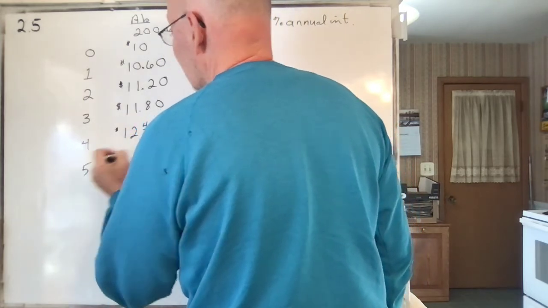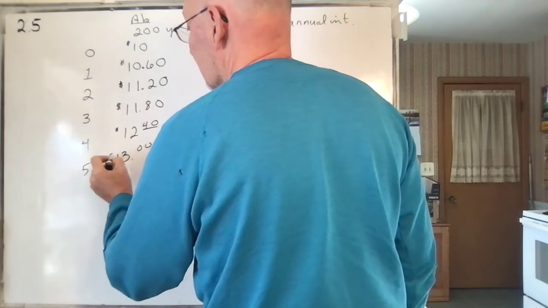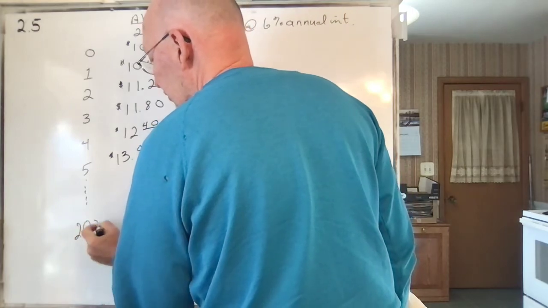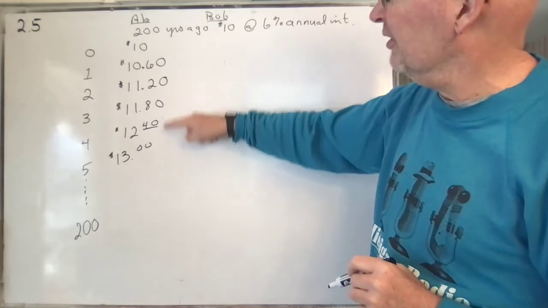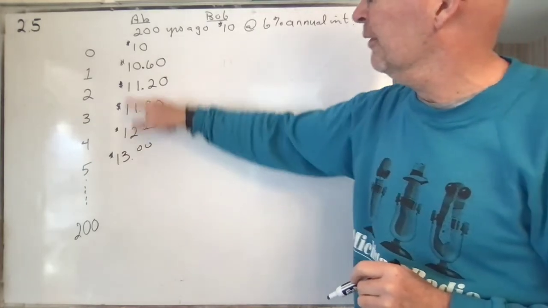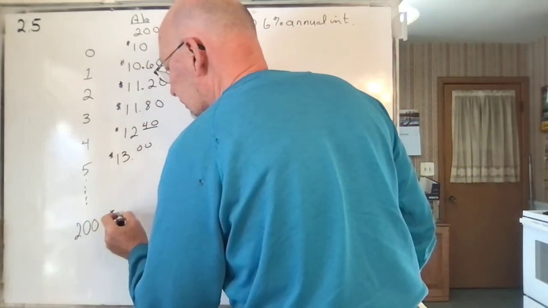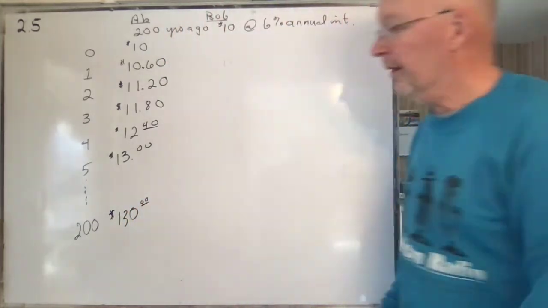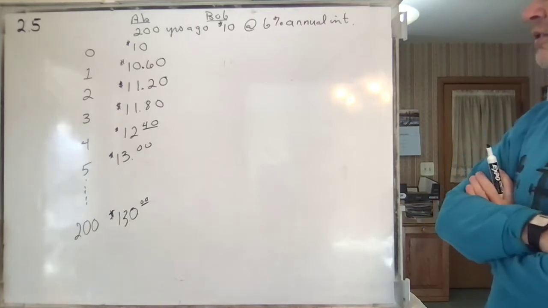At the end of 5 years, you get another 60 cents. You're going to be at $13. And of course, it keeps on going. At the end of 200 years, you've got what total? You have 60 cents times 200 years, and that's going to be $120. Plus, you have the original $10, so that's going to be $130 total. Okay, there's your total amount of money after 200 years.